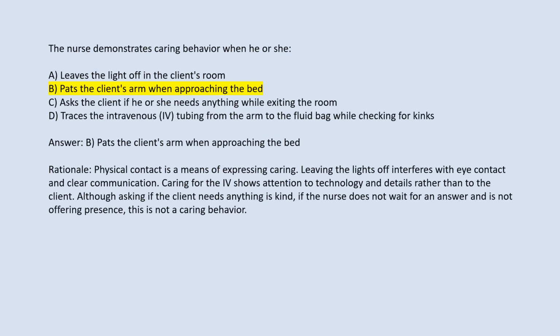Answer: B. Pats the client's arm when approaching the bed. Rationale: physical contact as a means of expressing caring. Leaving the lights off interferes with eye contact and clear communication. Caring for the IV shows attention to technology and details rather than to the client. Although asking if the client needs anything is kind, if the nurse does not wait for an answer and is not offering presence, this is not a caring behavior.